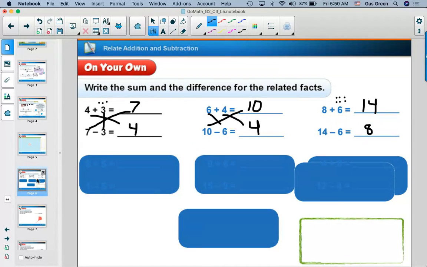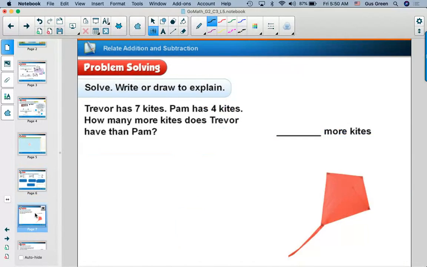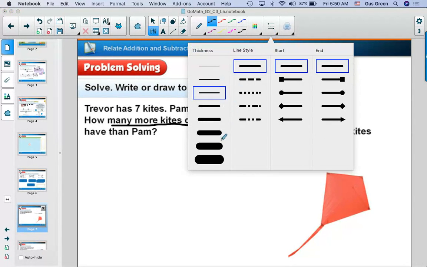And let's look at some problems. All right, Trevor has 7 kites. Pam has 4. How many more kites does Trevor have than Pam? So this is a compare problem. We want to figure out how many more kites Trevor has. Not how many kites are all together, how many they have between them, but how many more.